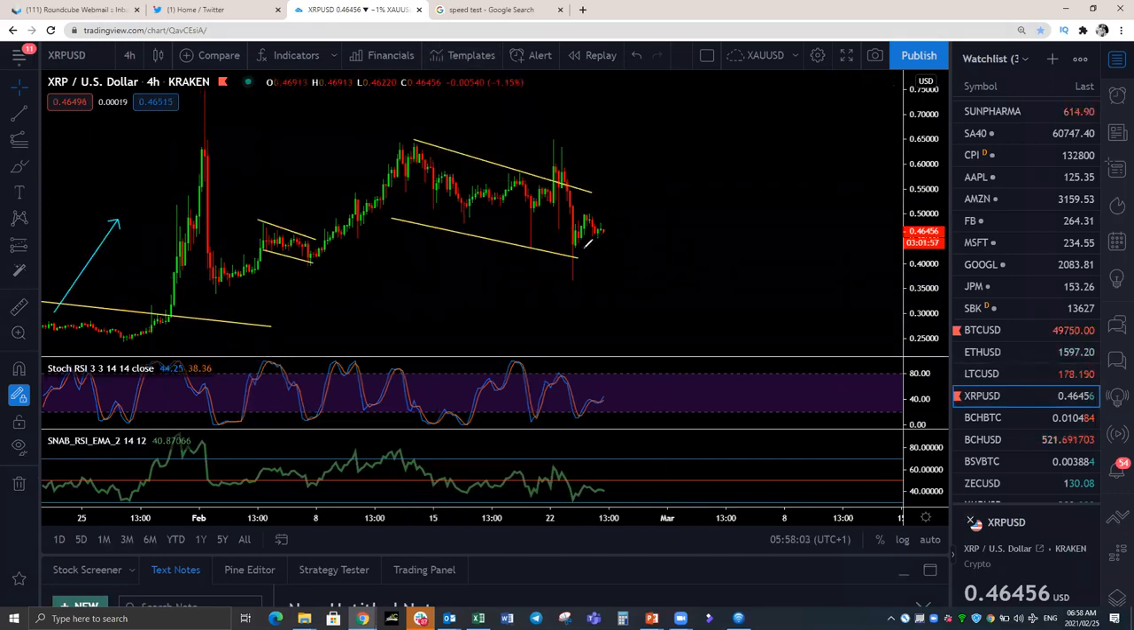Ripple also well below 50. We're at the bottom, not showing any sign of upside. It's just bearish for now. So let's see how this is going to play out. I'd rather stay away from the cryptos until we've built these new corrective structures.